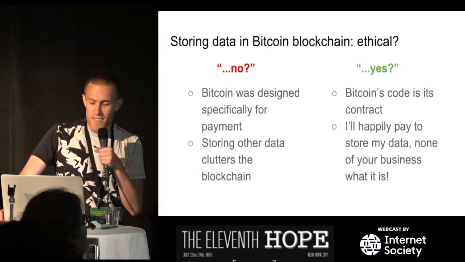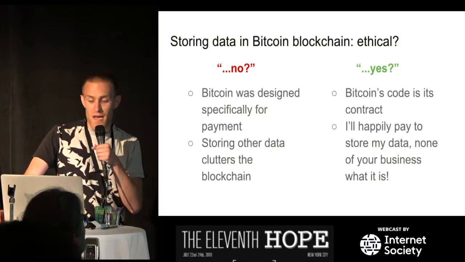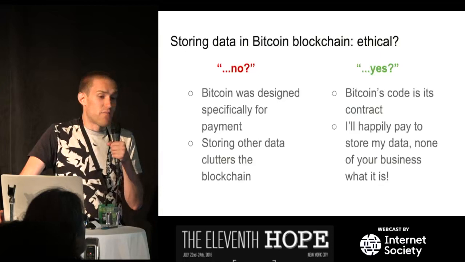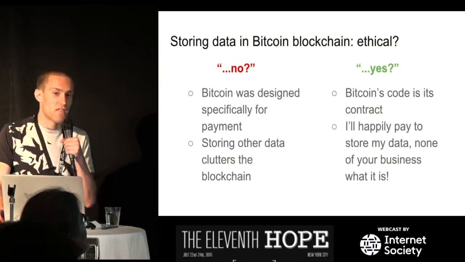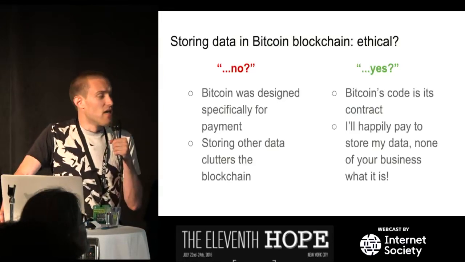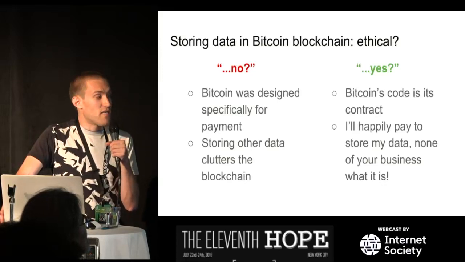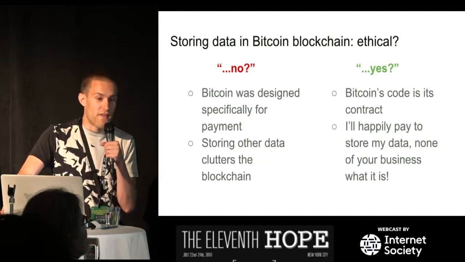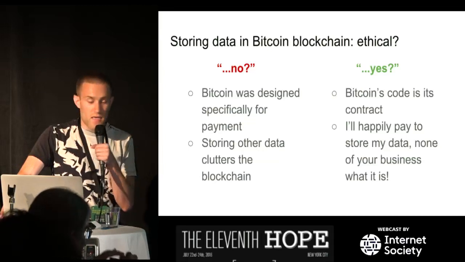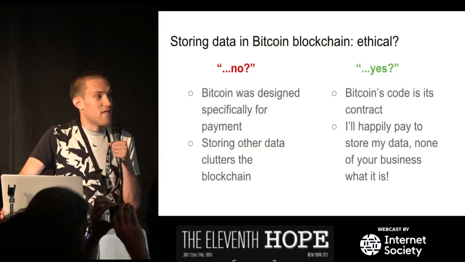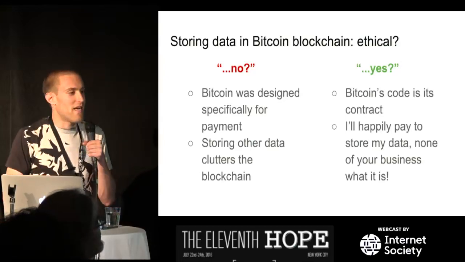Another important question is, is it ethical to store data in the Bitcoin blockchain? Some people would say no. Bitcoin was designed specifically as a payment system, and if you're storing other non-financial data in the Bitcoin blockchain, you're cluttering it up for everybody else. Some other people might say yes. Bitcoin's code is its contract, and it does include these features designed for storing arbitrary data. And another thing is, I'll happily pay to store my data in the Bitcoin blockchain, and as far as I'm concerned, it's none of your business what data I want to store there.